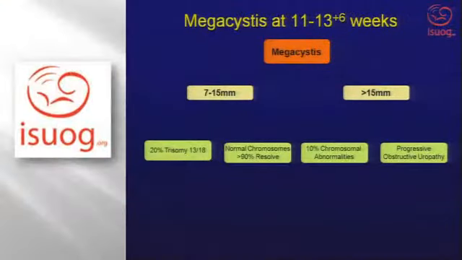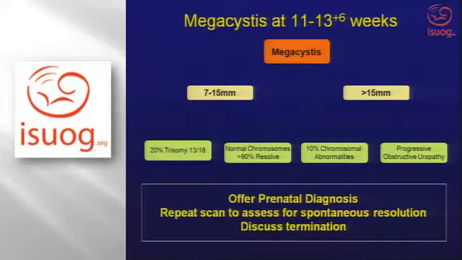So we'll go back to our early diagnosis of megacystis, as we said, 7 to 15 and greater than 15 millimeters. So what do you do when you see such a case? Well, it would be sensible to offer prenatal diagnosis because there's a high incidence of chromosomal abnormalities. And then in the smaller ones, repeat the scan later on in pregnancy, perhaps in a couple of weeks, to assess whether spontaneous resolution has occurred. Obviously, you need to discuss termination.